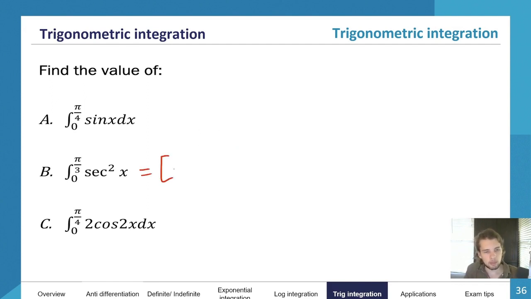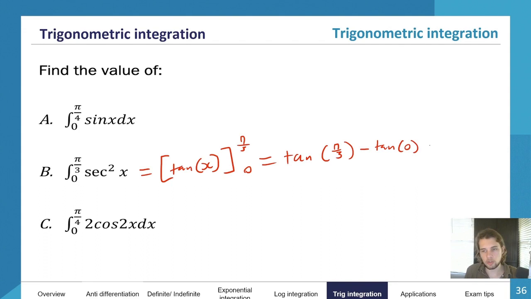Okay, so that's equal to tan x, and we're following the formula sheet here. Then we have the definite integral, so we have these two boundaries. So then we have tan pi on 3 minus tan 0, which is equal to tan pi on 3.